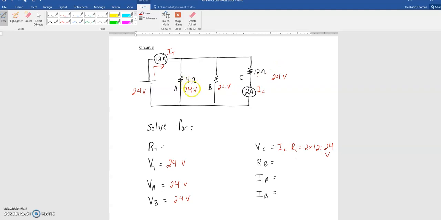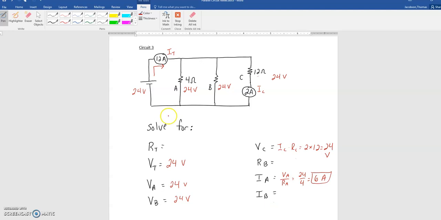For example, we know A has 2 things about it. We know it has 24 volts and 4 ohms, so therefore we can solve for the current. We could do voltage at A over resistance of A, and we can get 24 over 4, and we get 6 amps. What else could we do?